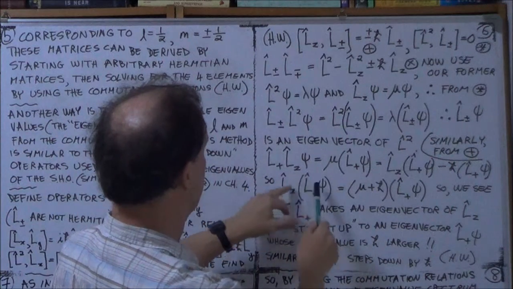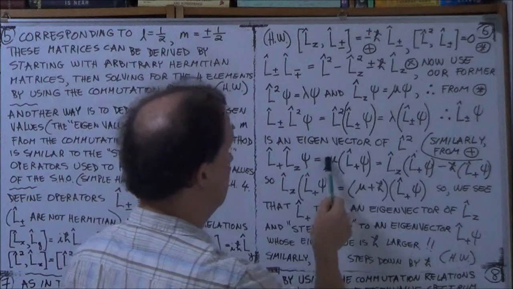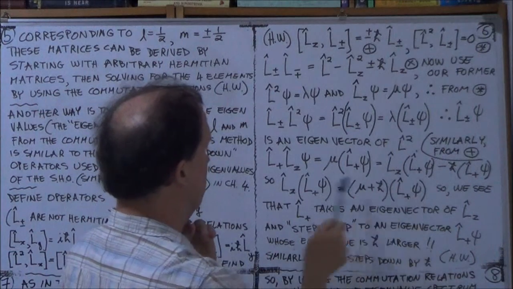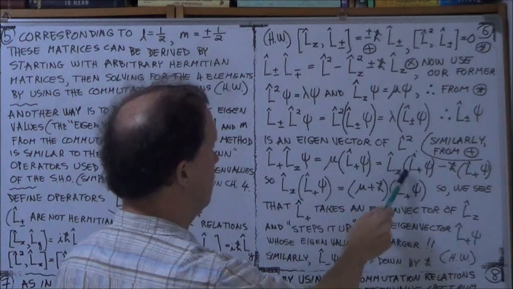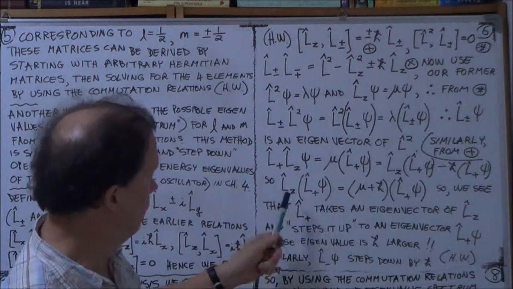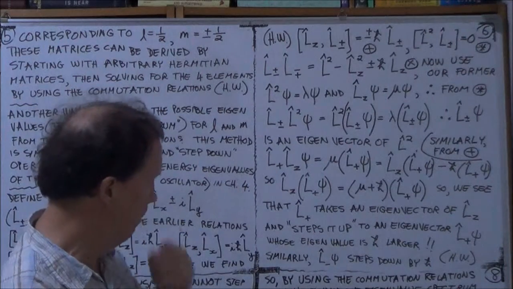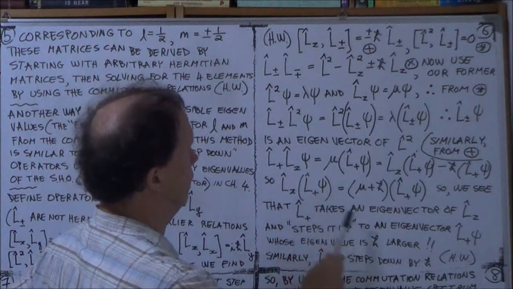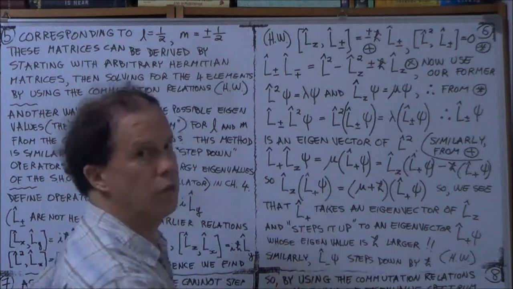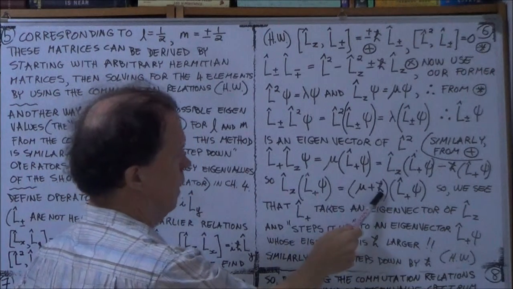So LZ L plus. Take this over to here, so you'll get mu plus h bar times L plus psi. But you've got here LZ L plus psi. So again, we've got a new eigenequation: operator, a new eigenfunction, and a new eigenvalue. The eigenvalue of this operator is now h bar higher than mu. So it looks as though this operator is a raising operator, a step up operator. It steps up the value of the eigenvalue by h bar.